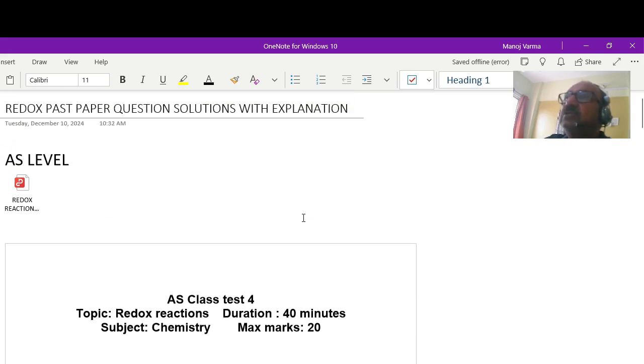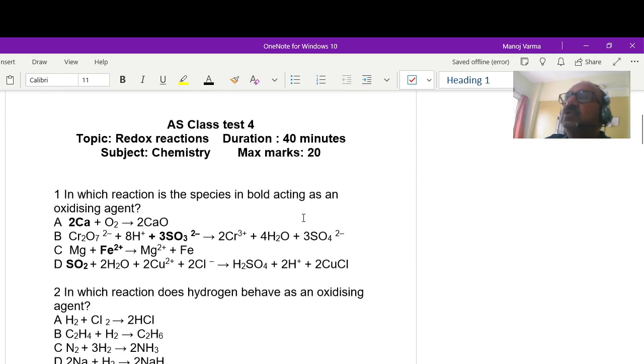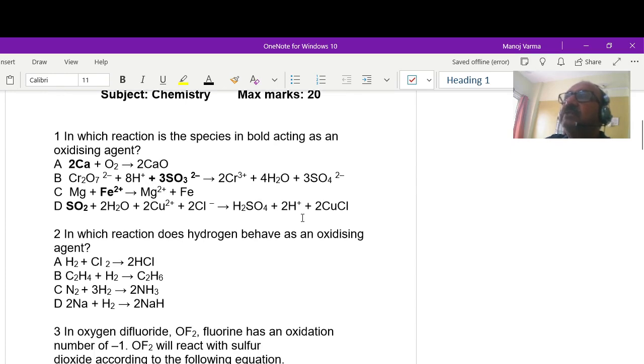So we are doing the past paper questions based on the redox reactions of the AS level. So let's go to the first question. In which reaction is the species in bold acting as an oxidizing agent? Let's see how to solve this.